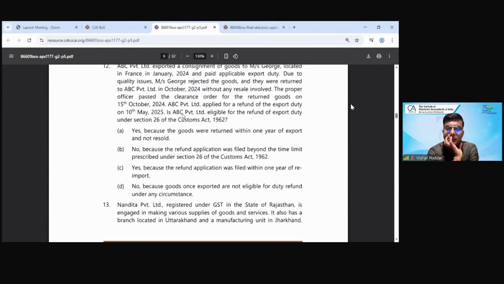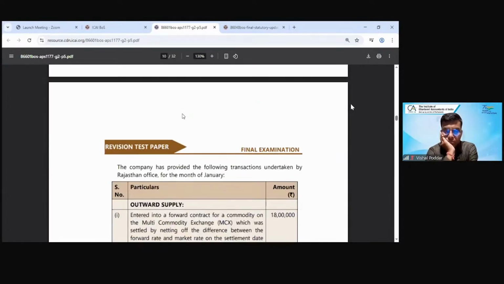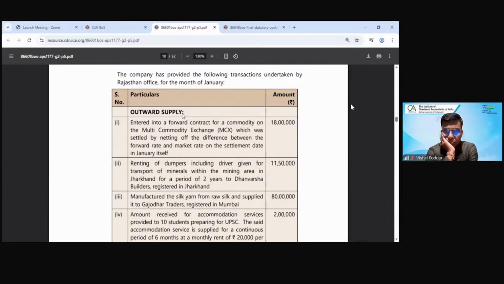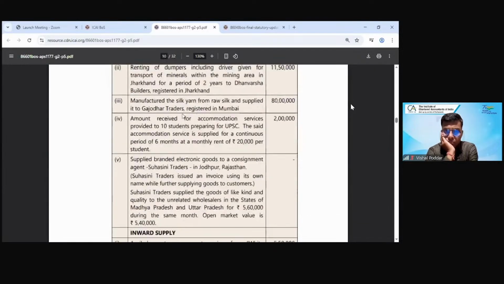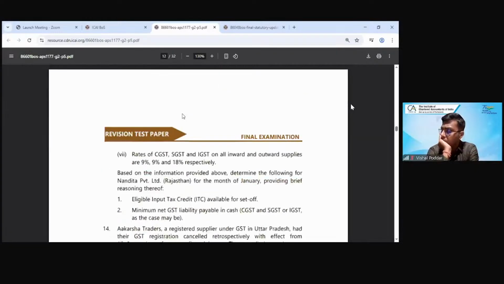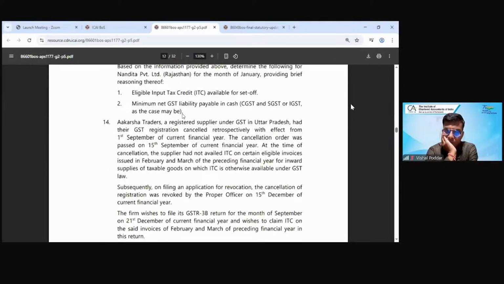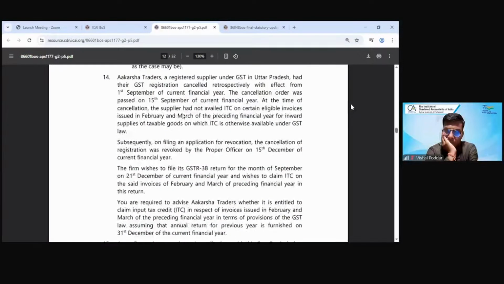Then we have one scenario based on the customs law, and then comes the descriptive portion. The 13th question is the big question which comes in your examination, the first, compulsory question, which requires the computation of net GST payable in cash. So this is the question which has been there, and then we have the amendment based questions. In fact, some amendments are there in the earlier questions also.